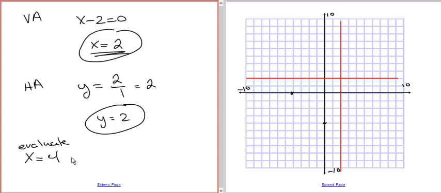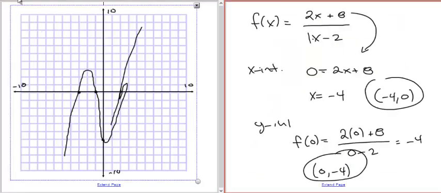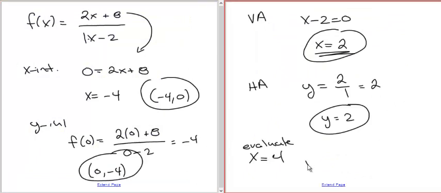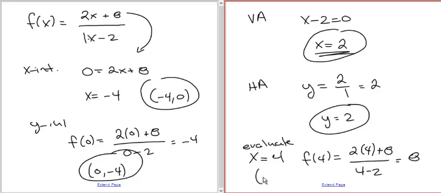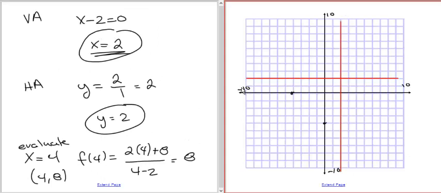So you go back to your original equation, which I've forgotten what it is. So you do f of 4. So that's 2 times 4 plus 8 divided by 4 minus 2. So x minus 2. So that's 16 divided by 2, so it's 8. So what we have is a point, 4 comma 8. So that's the point I'm going to plot on my graph. 1, 2, 3, 4, 8. Okay, so there's my point.